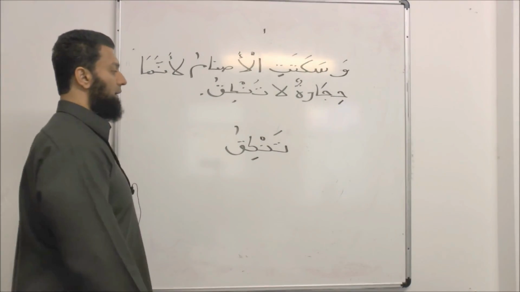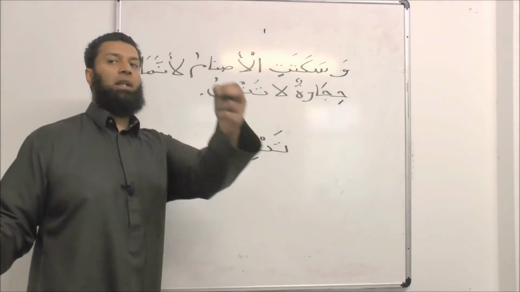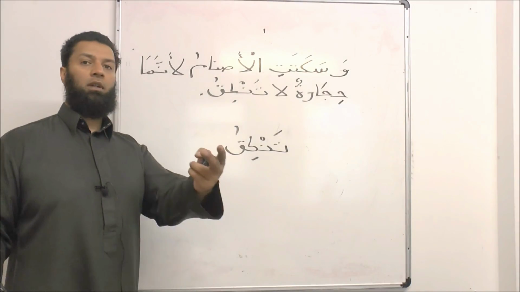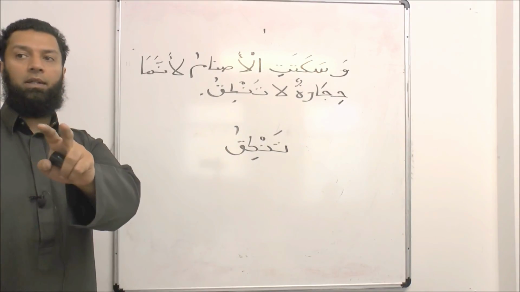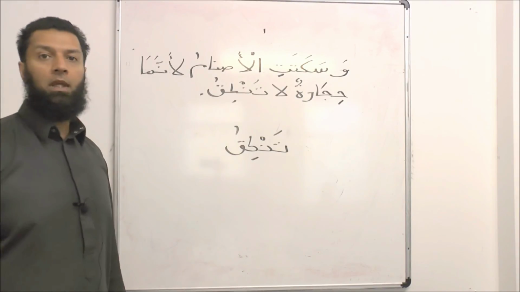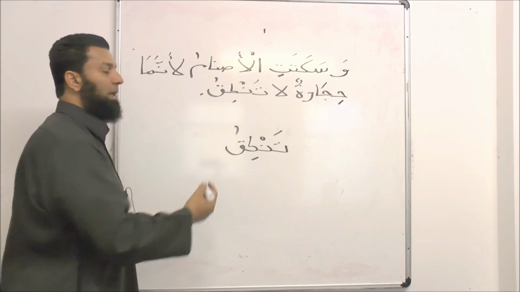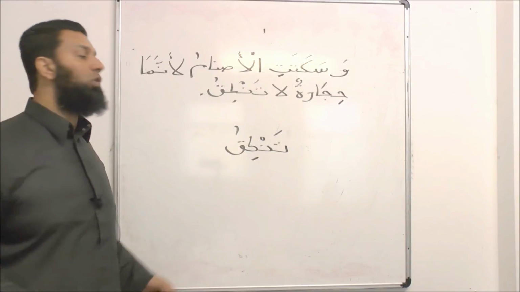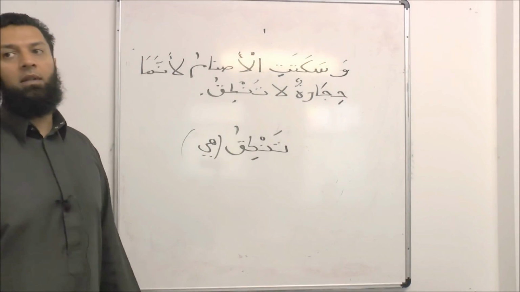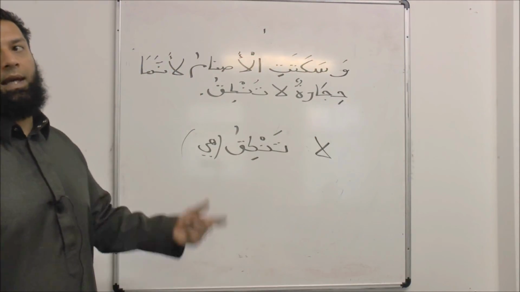Right? In order for you to have a jumlatul fi'liyah, two parts are required: the fi'lun and the fa'ilun. The fi'lun is here. What is the fa'ilun? Here. But it isn't actually there, is it? It's assumed to be there. Tantiqu here. La is linnafi, to negate.